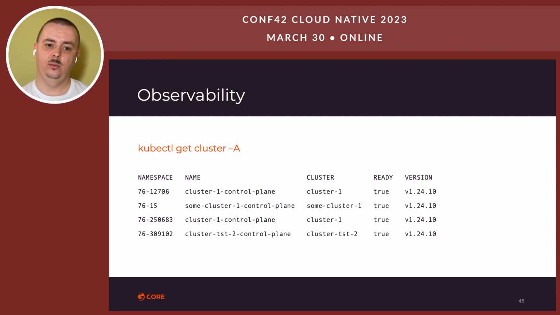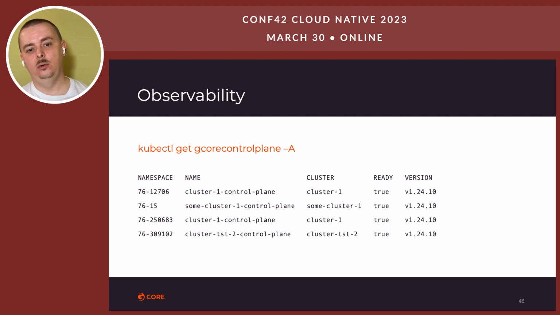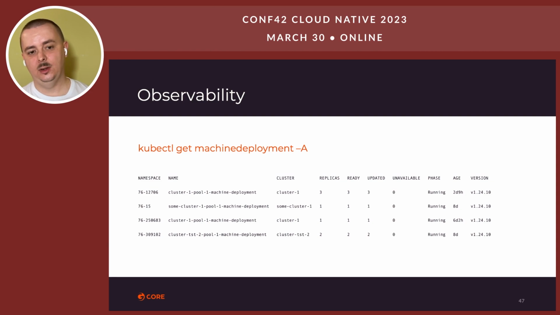So we can see that we have 1, 2, 3, 4 clusters, and all of them are ready, and their version is 1.24.10. We also can get information about all the control planes. So the output is pretty much the same, but it tells us everything about the control planes, not about all clusters. So we can see that all control planes are ready. So etcd, Kube API, Kube Scheduler, Controller Manager, all of them are up and running, and here's the version of the control plane.